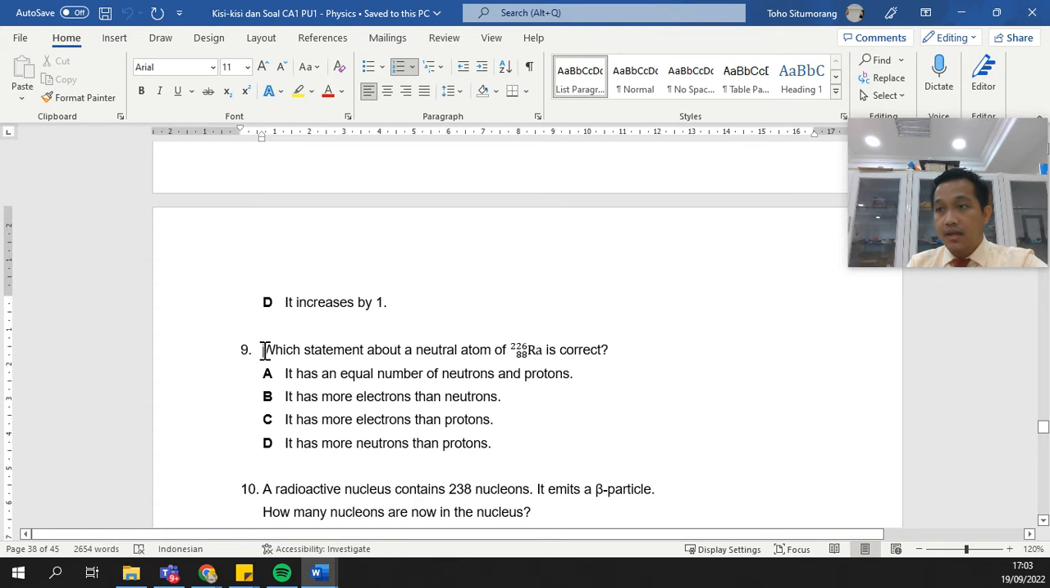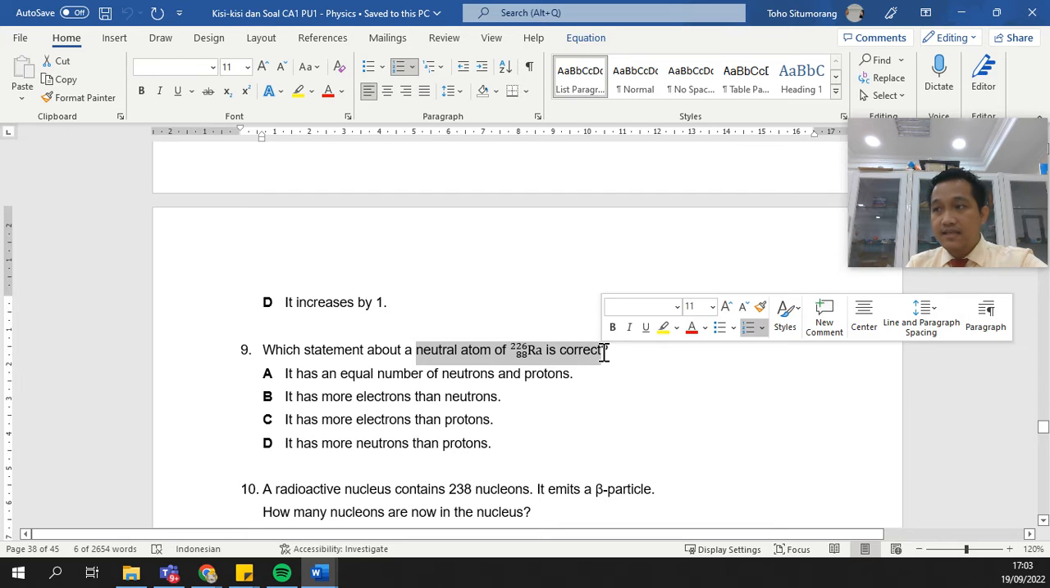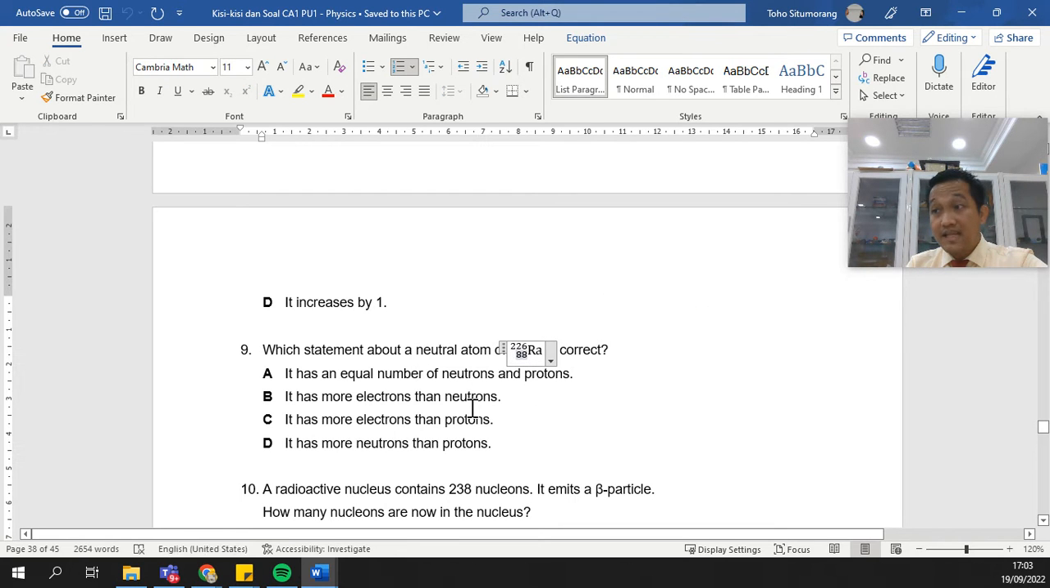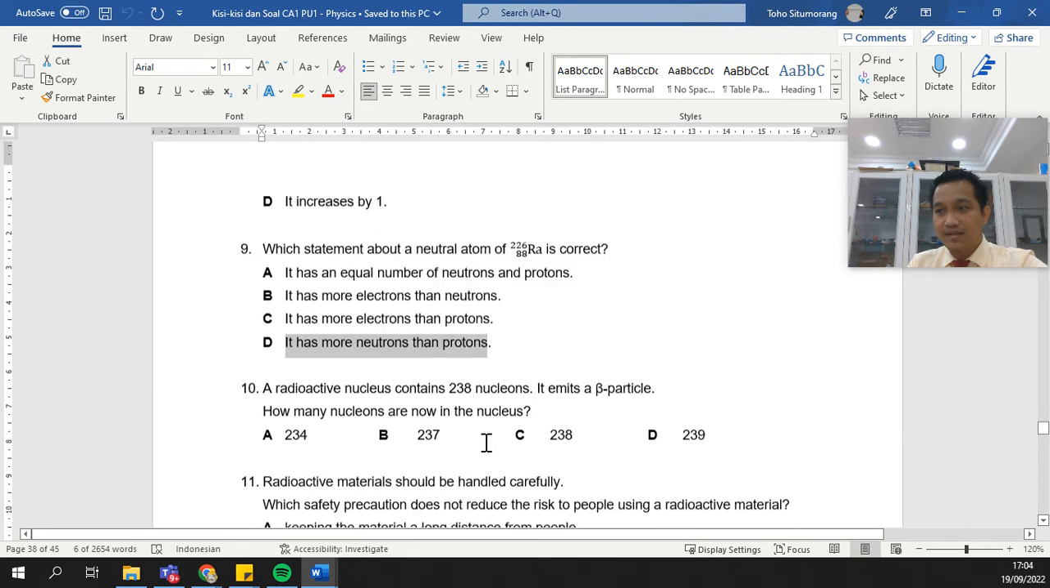Question 9, which statement about the neutral atom, okay? Now, in this case, it is very clear that the proton number is 88, and if we reduce 226 by 88, it's about 144. That shows that the amount of neutrons is 140 something, much more than the protons. So 9, it has more neutrons than protons.